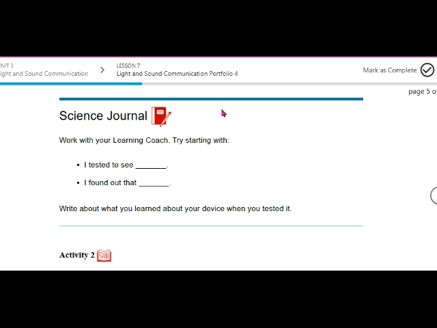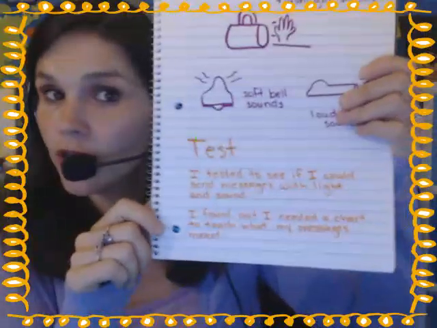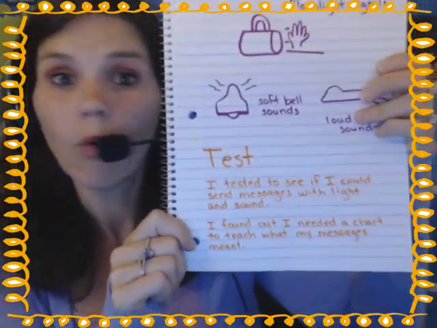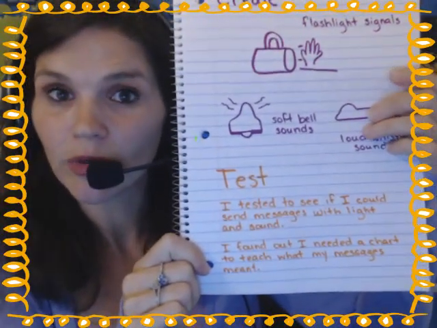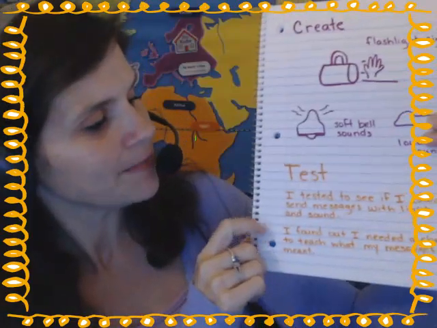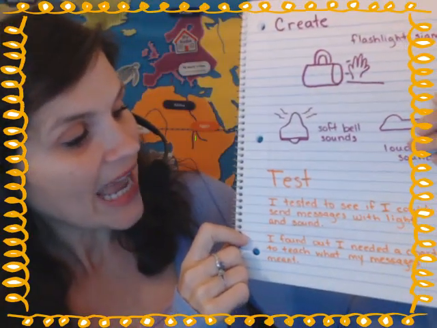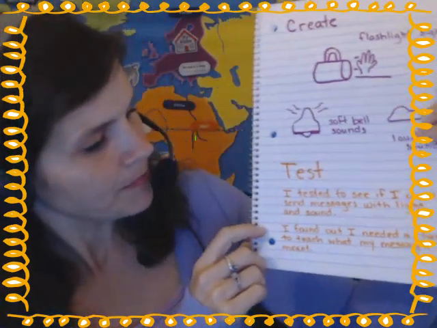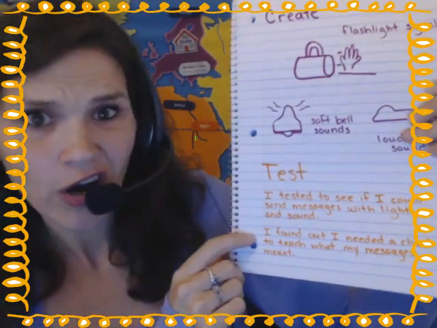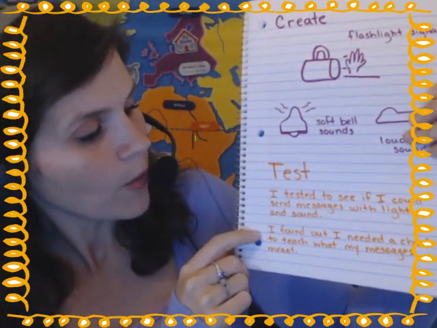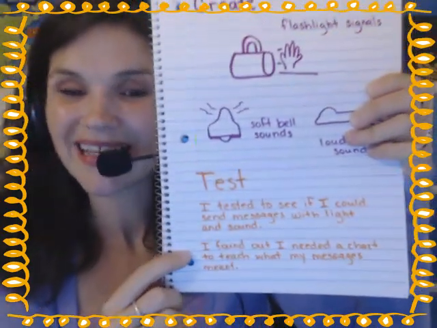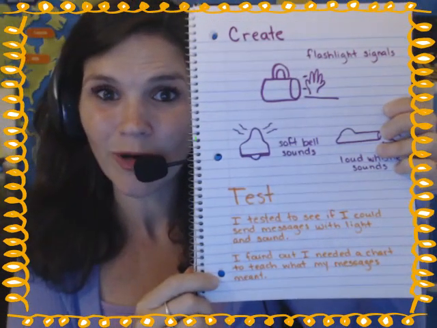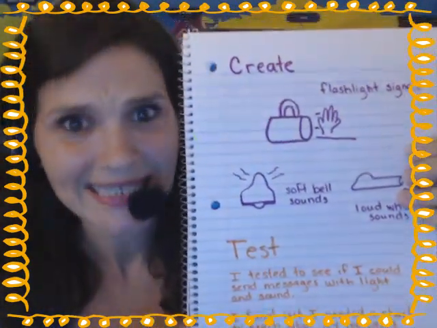So here is the test section of my science journal. Yours does not need to look the same or sound the same. You just want to make sure you write down what you noticed. I tested to see if I could send messages with light and sound. I found out I needed a chart to teach what my messages meant. So I tried sending messages to someone and they did not understand.